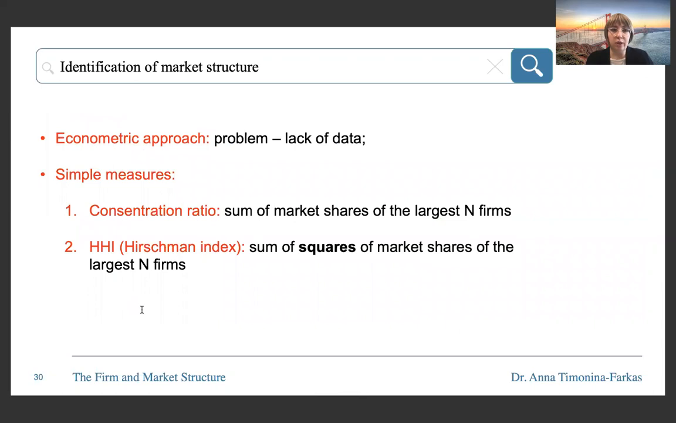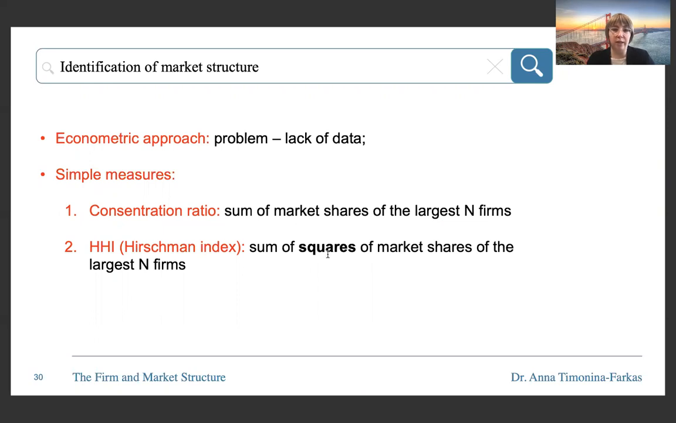In order to identify the market structure econometrically, one can observe the problem of lacking some data. The simple measures which are used for identifying the market structure are the so-called concentration ratio, which measures the sum of market shares of the n largest companies, or the Herfindahl-Hirschman index, which sums the squares of market shares of the largest n companies.